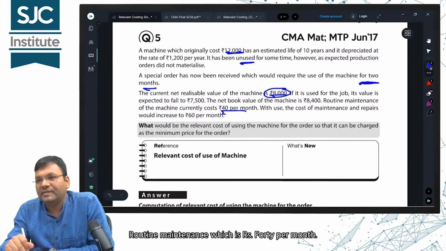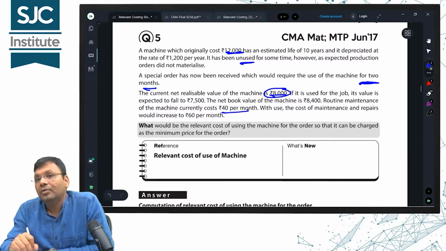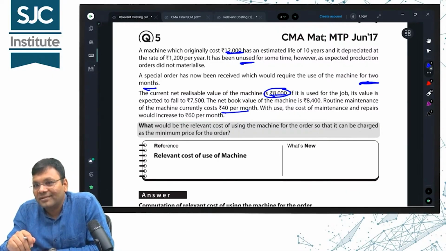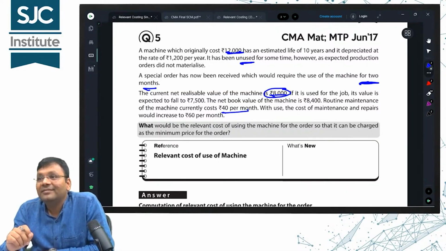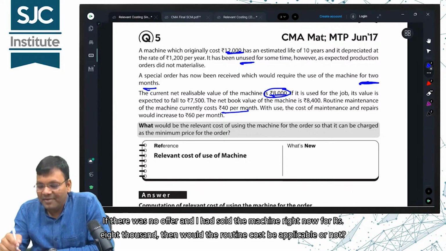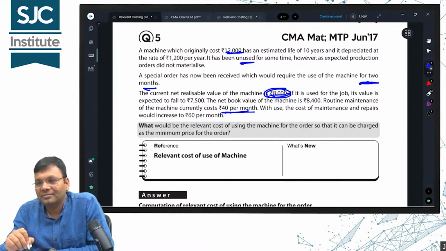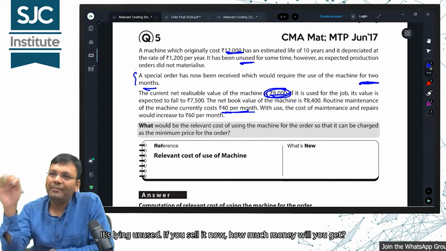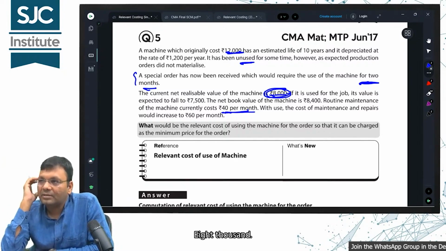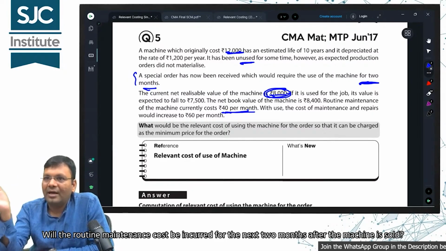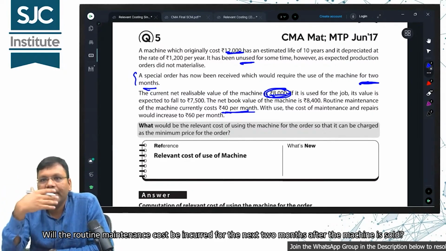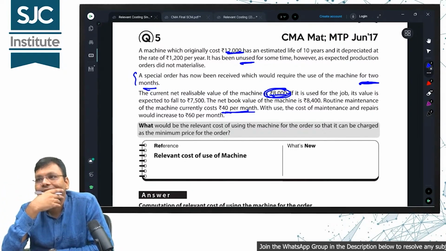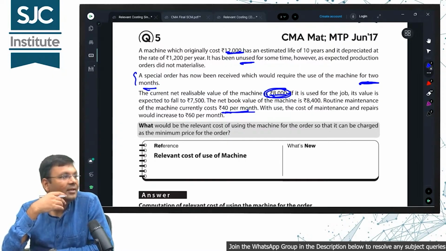Routine maintenance, which is 40 rupees per month, what would that be? Will that apply? Think, if there was no offer and I had sold the machine right now for 8,000 rupees, then would the routine cost be applicable or not? Imagine you have a machine, but this offer never came. It's lying unused. If you sell it now, how much money will you get? 8,000. Will the routine maintenance cost be incurred for the next 2 months after the machine is sold? Yes, it will.